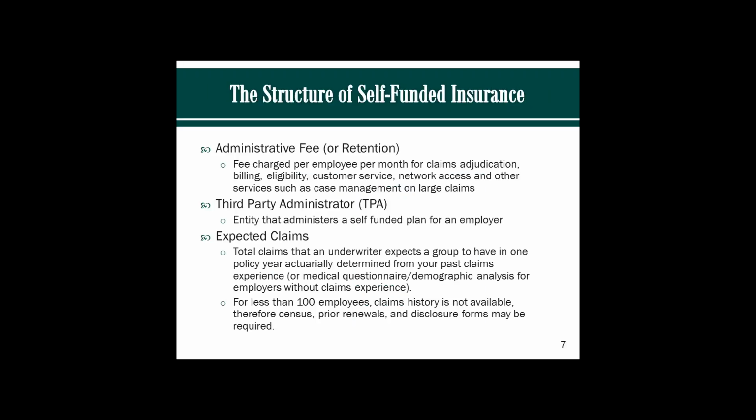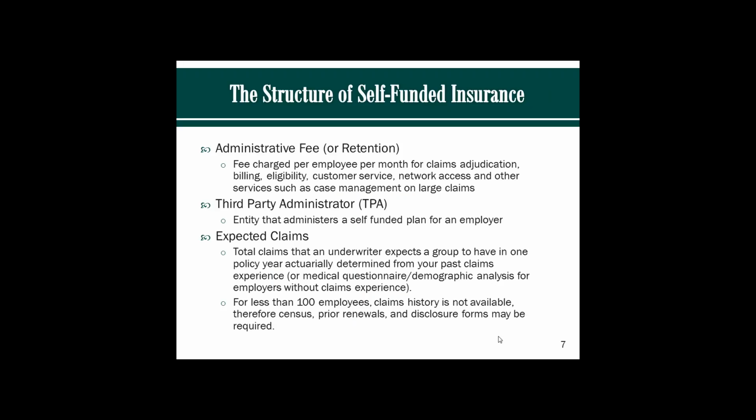So let's get into a little bit about the structure of a self-funded insurance plan. As I've mentioned several times, you have 3 parts to that. You have an administrative fee, or sometimes it's called a retention. This is a fee charged per employee per month, and it's for claims adjudication, billing, eligibility, customer service, network, etc. And you pay these administrative fees to a carrier. So oftentimes, what would normally be called a carrier, they can also be TPAs. They can also be third-party administrators. That's what a TPA means.